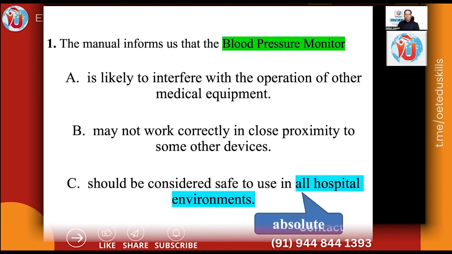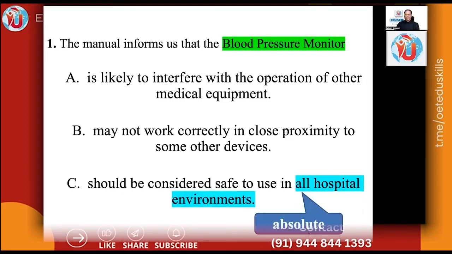The manual informs us that the blood pressure monitor, option A, is likely to interfere with the operations of other medical equipment. Option B is may not work correctly in close proximity to some other devices. And option C is should be considered safe to use in all hospitals. Thank you. Now, blood pressure monitor is the key word there, heading word, main word.